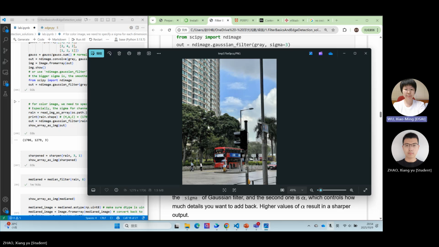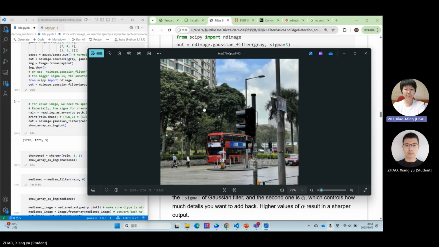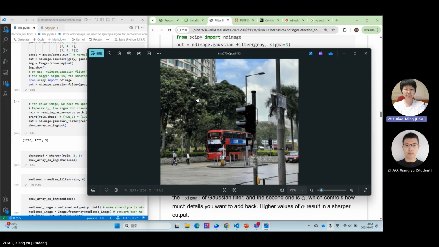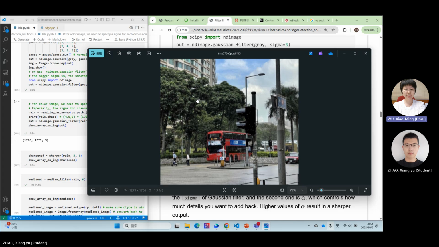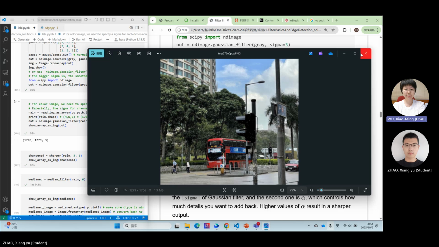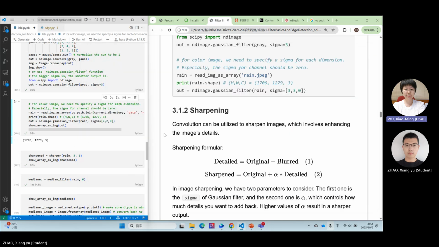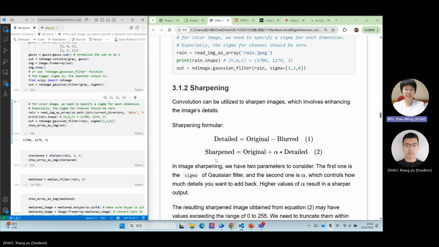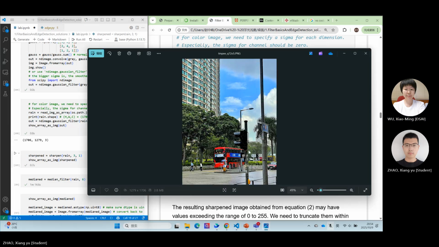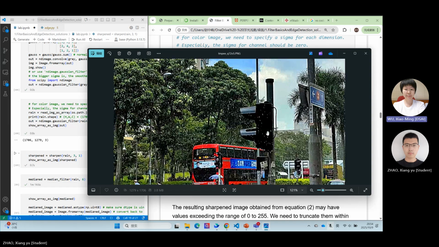This is the original images processed by the Gaussian filter. You can see that the images is blurred. So you just follow the formulas, you can get the sharpened images like this. You can see that the detailed information will be sharpened.